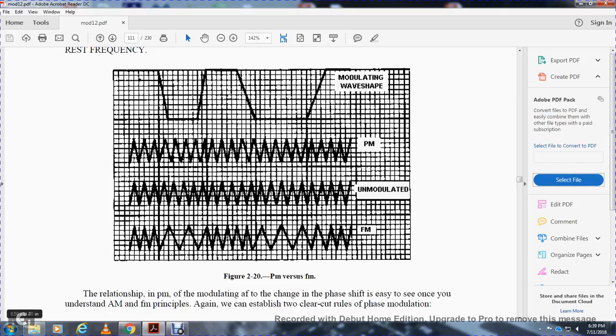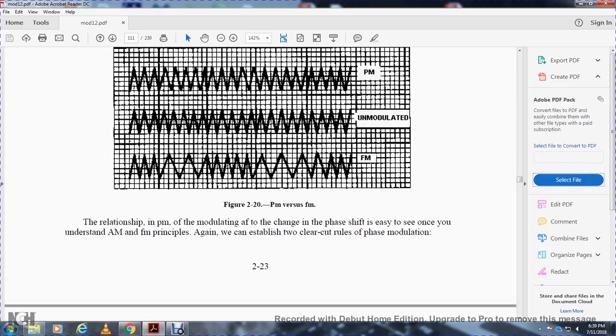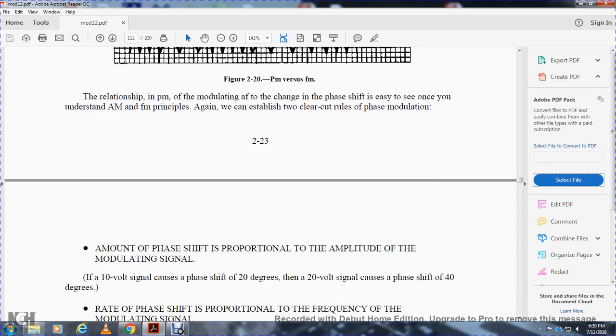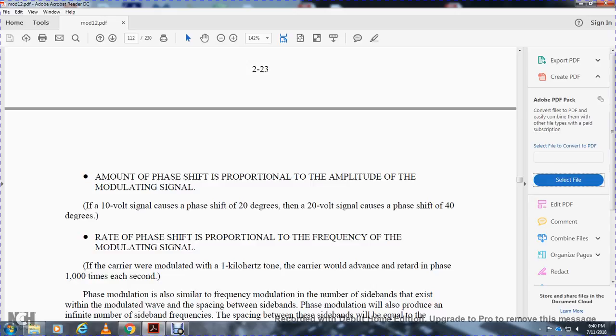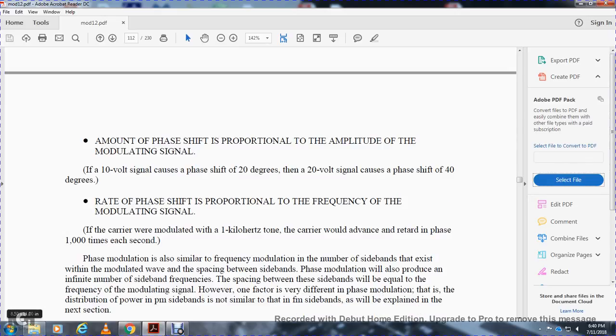Once you understand the frequency and phase modulator principles, we again establish the two clear-cut rules of phase modulation. First, the amount of phase shift is proportional to the amplitude of the modulating signal. If a 10 volt signal causes a phase shift of 20 degrees, then a 20 volt signal will cause a phase shift of 40 degrees. Second, the rate of phase shift is proportional to the frequency of the modulating signal. If the carrier were modulated at a 1 kilohertz tone, the carrier would advance and retard in phase 1,000 times per second.